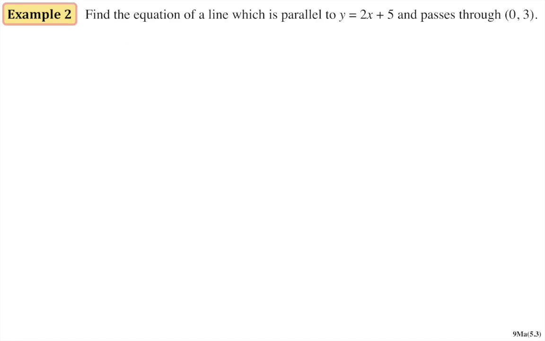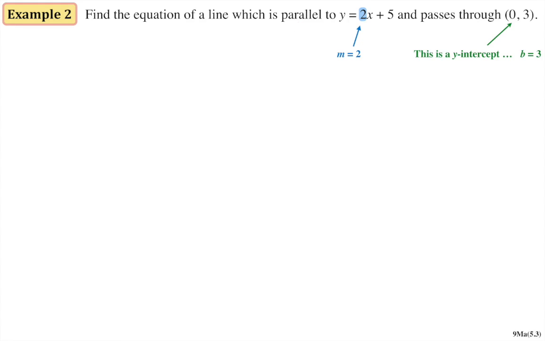Let's look at our second example. Let's find the equation of a line that's parallel to y equals 2x plus 5, and it goes through the point (0, 3). Well, what we do know is that if it's parallel to this line, all parallel lines share the same gradient. And this line, because the number in front of x is a 2, has a gradient of 2. So all parallel lines have a gradient of 2 as well.